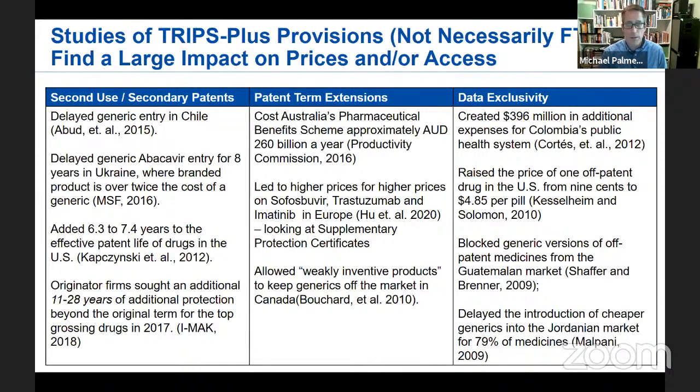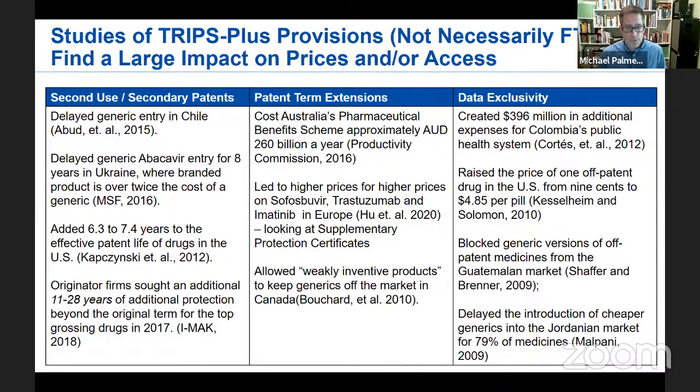They've led to higher prices of specific drugs in Europe, and they've kept weakly innovative drugs from having generic competition in Canada. And there are some previous data exclusivity studies that I want to mention. Data exclusivity created almost $400 million in expenses for the Colombian public health system, and raised the price of one particular drug in the US from just a few cents to $5 per pill. And it blocked generics in Guatemala and Jordan after they implemented FTAs with the US.